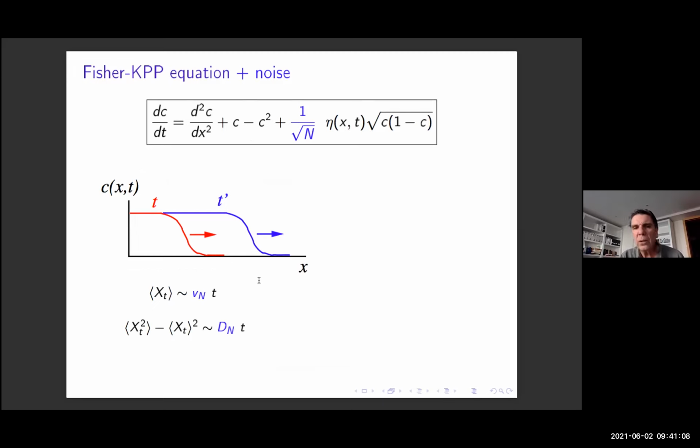The question you can ask is, what is the velocity? We have heard about how the velocity depends on the noise. Here the noise is 1/√N instead of being sigma. But the question that we tried to study many years ago with Eric Brunet in particular was also how the position of the front will fluctuate and how it diffuses. So what is the diffusion constant of this front?